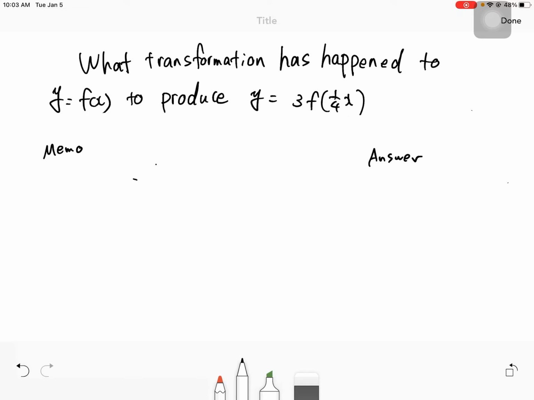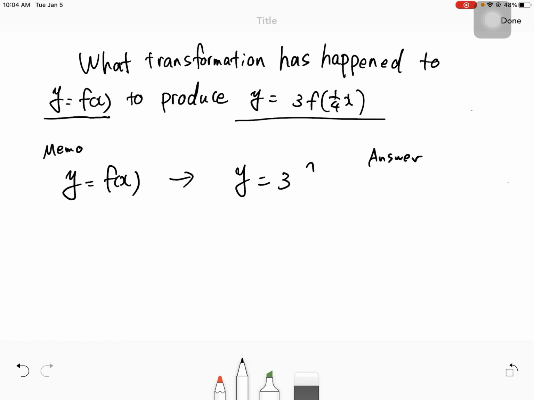So let's get started. In this question, you have to transform y equals f of x to y equals 3 times f of 1 over 4x. It looks a bit complicated, so let's do it step by step. First, I transform y equals f of x to y equals 3 f of x to get it close to this function. So what's going to happen?